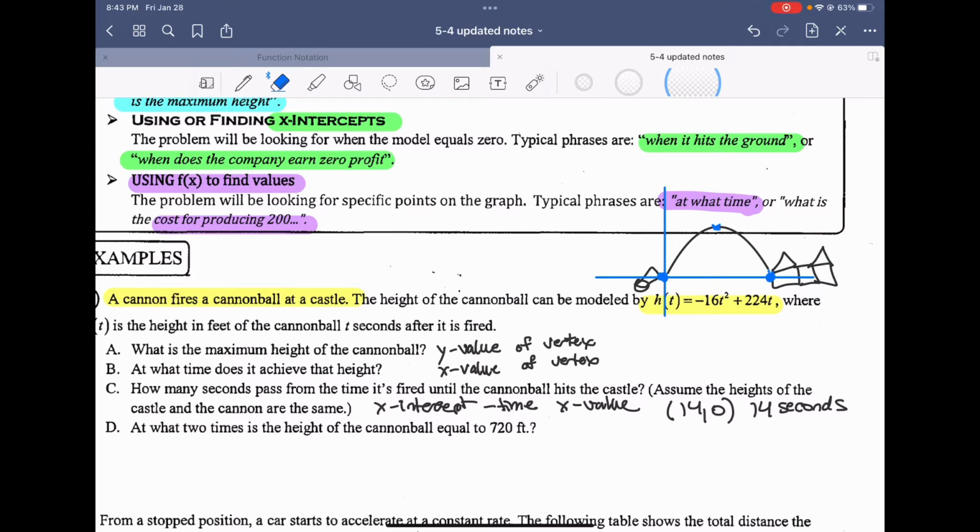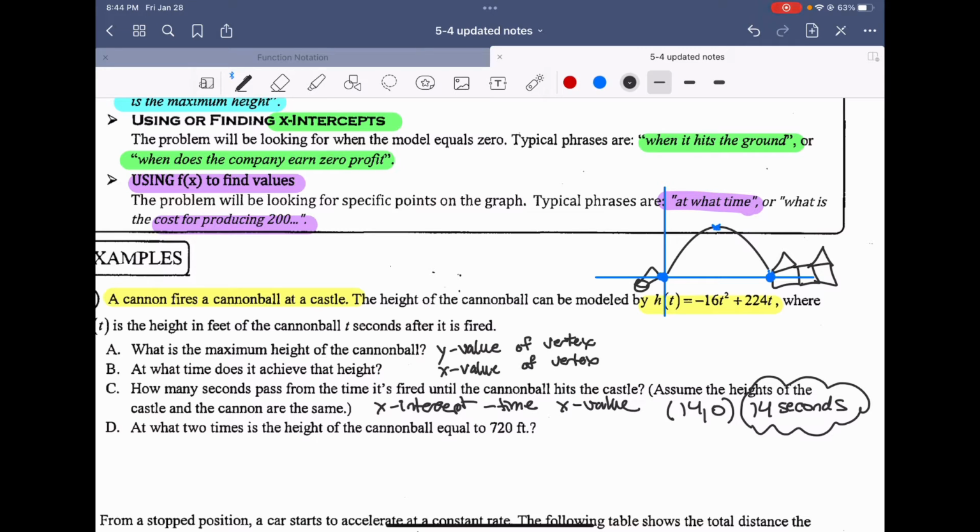So how many seconds pass from the time it's fired until the cannonball hits the castle? 14 seconds. So that's the answer to that one, 14 seconds. So we're going to just look at the graph on Desmos and let it give us the information for these values, the x-intercept and the vertex. But you guys need to be able to interpret the graph and see what they each mean.